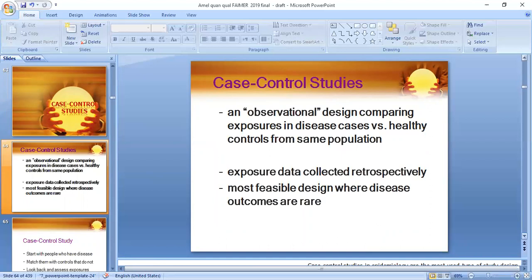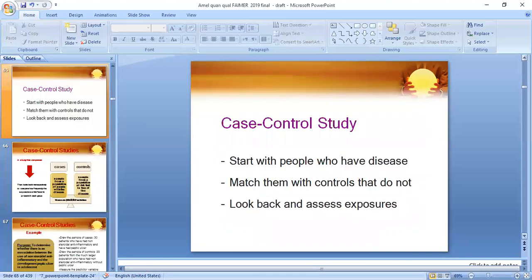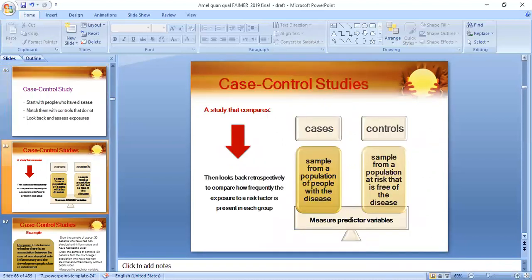As regards the case control study, it is an observational design comparing exposure in disease cases versus healthy controls from the same population. All patients having the same exposure. It starts with the people who have the disease, matches them with controls that do not have the disease, and looks back to see what about the exposure that they have. Is it the same or not the same? So this is an example of case control study.